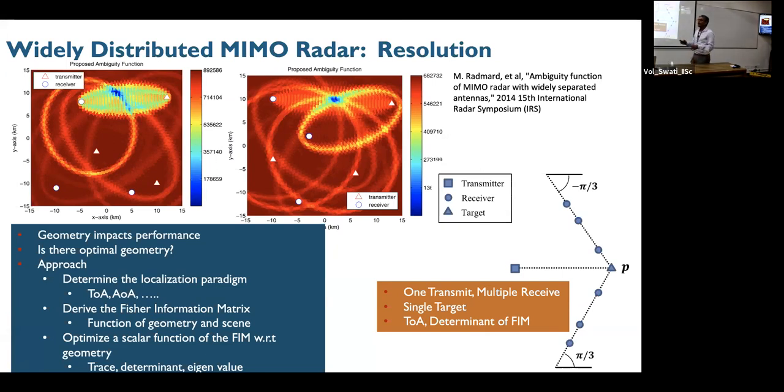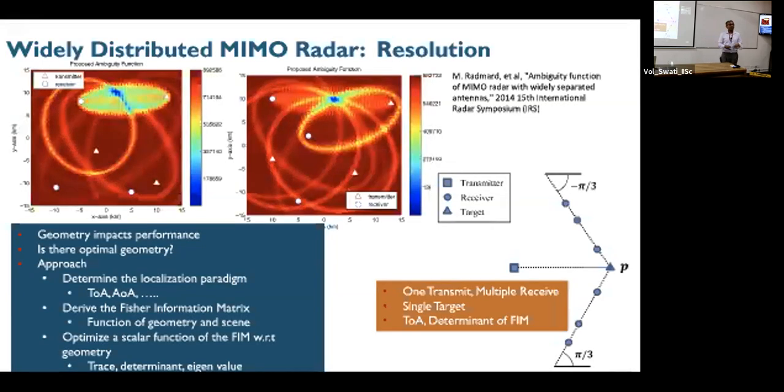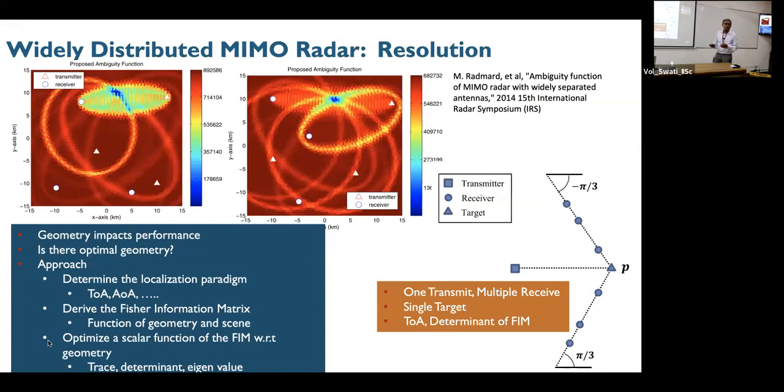And then when we go to the widely distributed case, what we missed in the previous one is that the ambiguity function is a function of the radar locations. That opens up the possibility to optimize the radar locations given a particular scenario. Without knowing anything, you could do completely agnostic designs, but that doesn't give you much information gain.